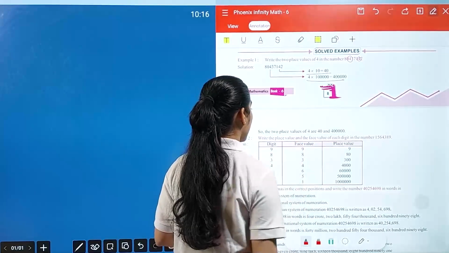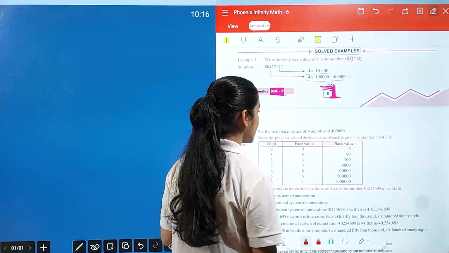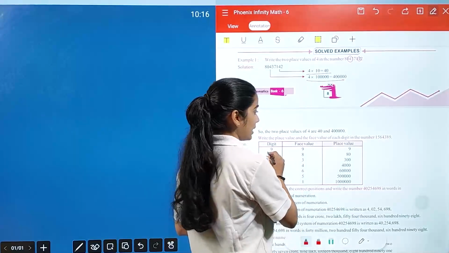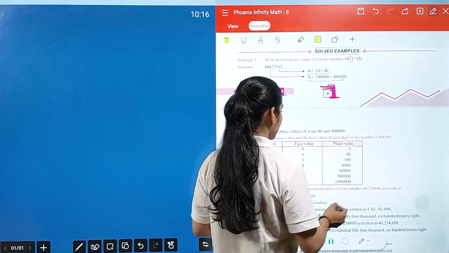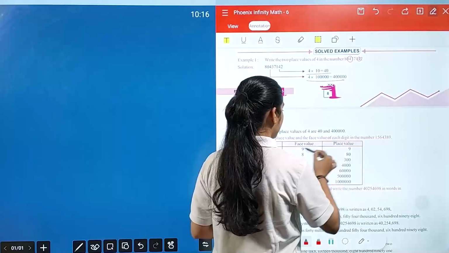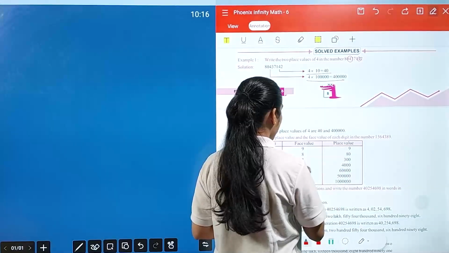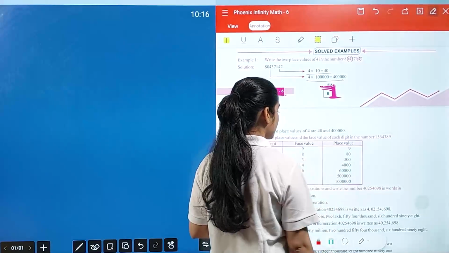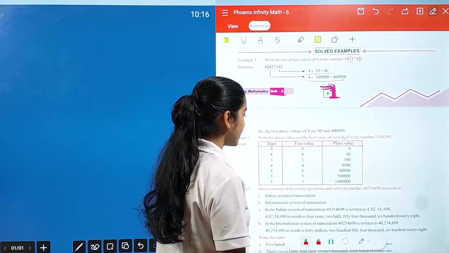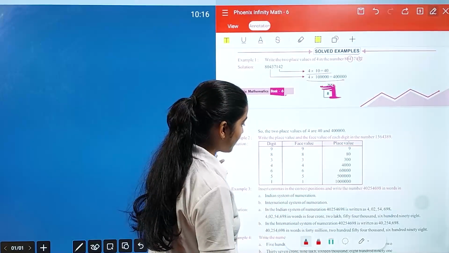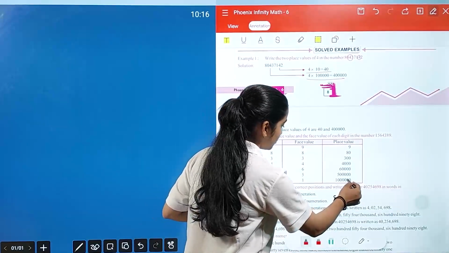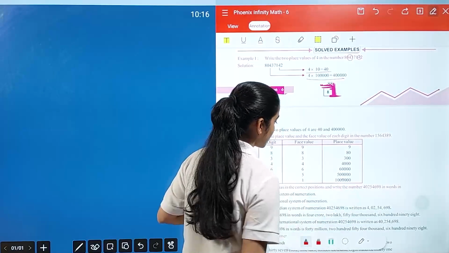Write the place value of each digit in this number. So 9, we start from the leftmost. So 9 has place value 9. 8 has 80, then we have 300, 4,000, 60,000, 5 lakh, and after 5 lakh we have 1, 2, 3, 4, 5, 6. So 10 lakh.